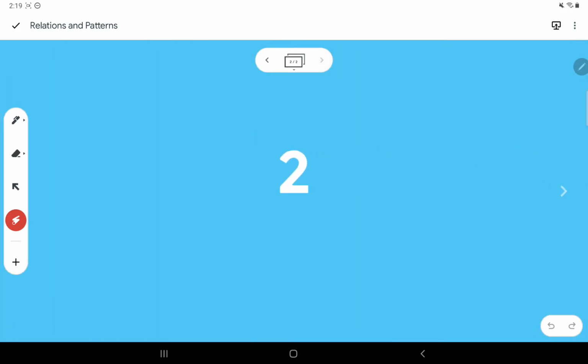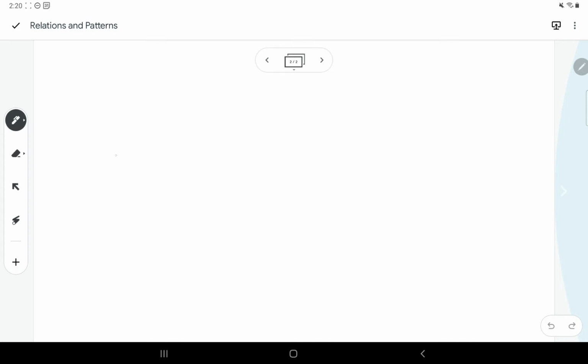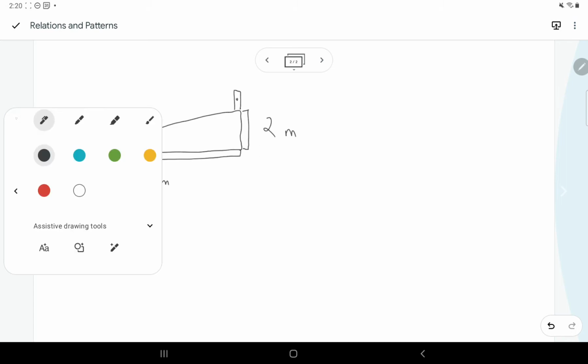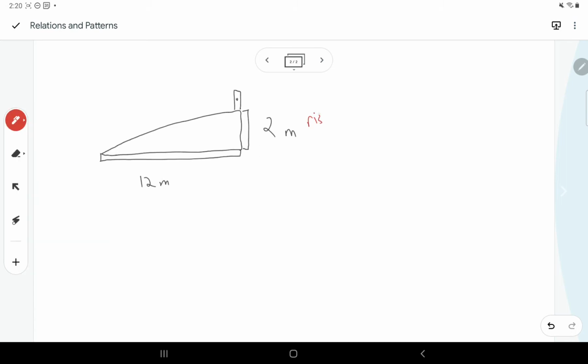So let's take a look at that. Let's say we have a ramp here. That's just an entrance ramp. Let's say that the rise we have is 2 meters. So there's 2 meters to get up to this door up here. Okay, so that's 2 meters off the ground. And the ramp starts, we'll say 12 meters away. Okay, so we know that this is our rise, how much it goes up, and this is our run, or how much it goes across.